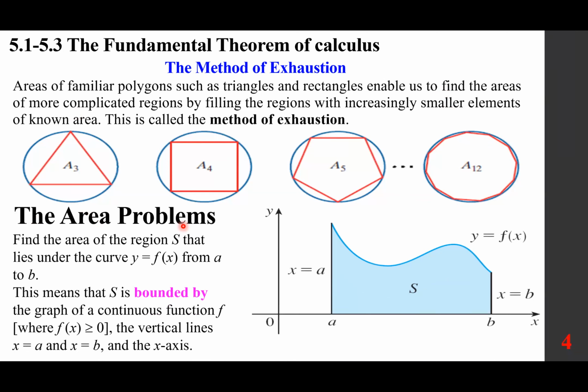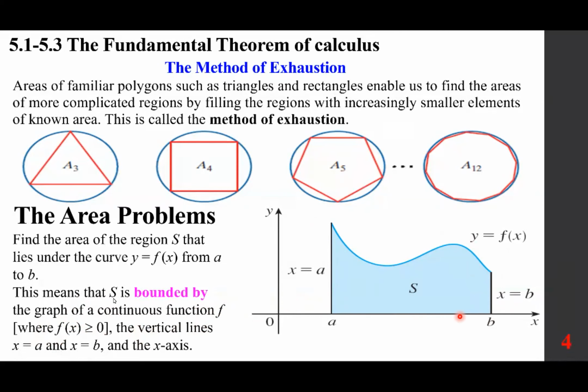When we have a function f(x), how do we find the area under this function between a and b and between the x-axis, which is y equal to 0, and the function? So find the area of the region S that lies under the curve y equals f(x) from a to b. This means that S is bounded by the graph of a continuous function f, where f(x) is larger than or equal to 0, so it is a positive function, the vertical lines x equals a, x equals b, and the x-axis, y equal to 0.